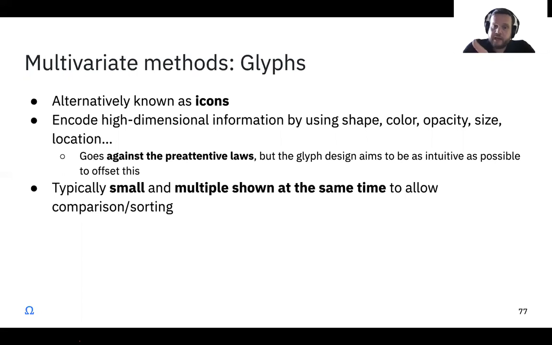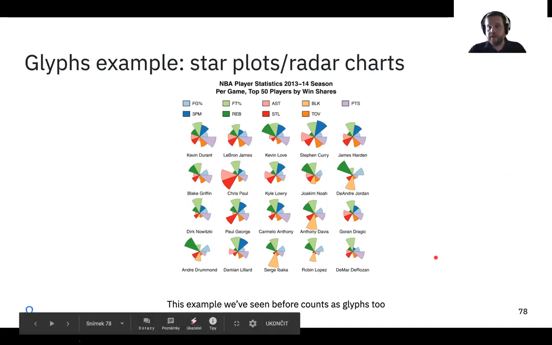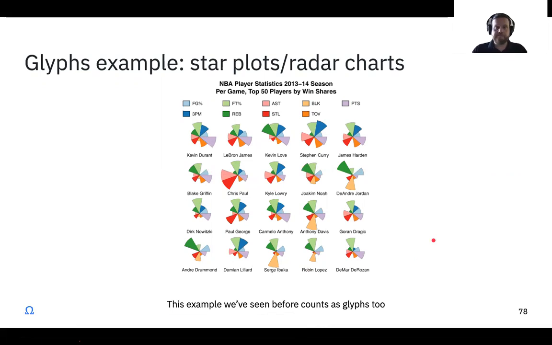But still, they try to pay this price and make the glyph design as intuitive as possible to offset this. And they need to be small, and there need to be multiples shown at the same time, so that you can compare them between each other, and that you can visually sort them, right? We have already seen an example of this. These star plots are what counts as glyphs too. Each of those players is an individual glyph, and we can try and compare them between each other to gain insight into the performance of the NBA players.